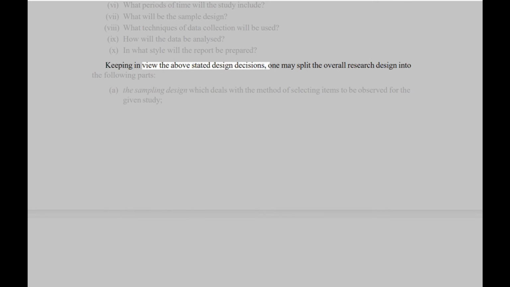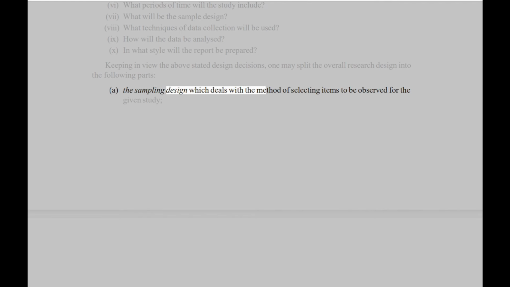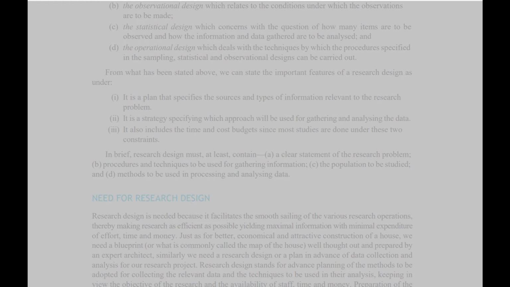Keeping in view the above stated design decisions, one may split the overall research design into the following parts. A. The sampling design, which deals with the method of selecting items to be observed for the given study. B. The observational design, which relates to the conditions under which the observations are to be made. C. The statistical design, which concerns the question of how many items are to be observed and how the information and data gathered are to be analyzed.